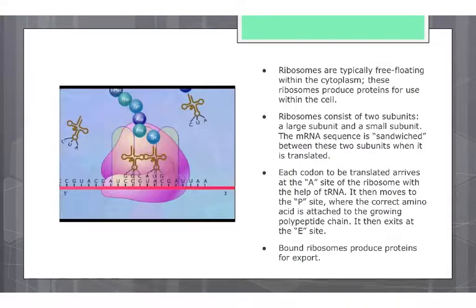So when we look here, ribosomes are typically free floating within the cytoplasm. These ribosomes produce proteins. Ribosomes consist of 2 subunits, okay? Each codon to be translated arrives at the A site, okay, with the help of tRNA. So this goes into quite a bit of detail that I'm not going to necessarily focus on because we're just going to go over the basics of the process.